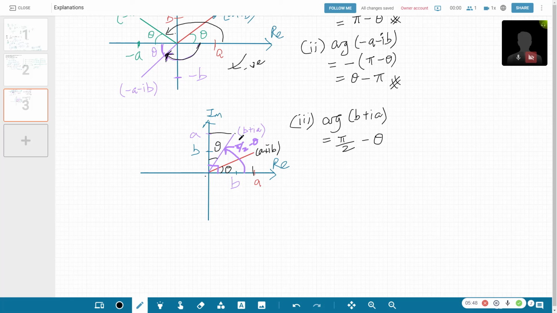You can also use the properties of tangent and cotangent to help yourself. It's the same thing, but here it's just a pictorial form so that you can see. It's just a right angle triangle. The theta is now to the vertical, but argument by definition is going to be from the real axis. So that's why this is the answer.